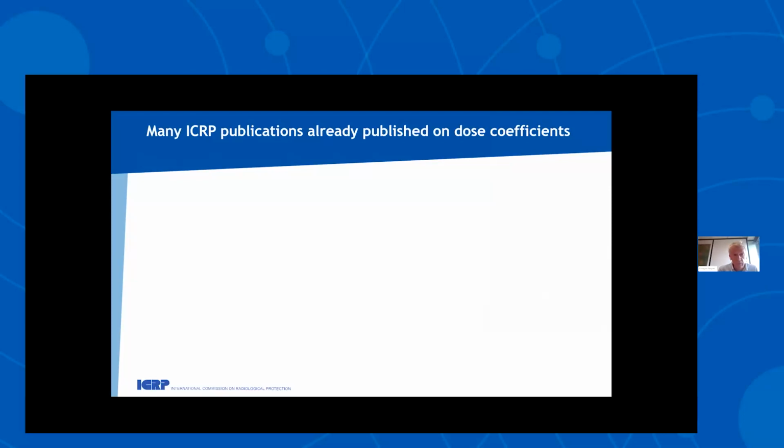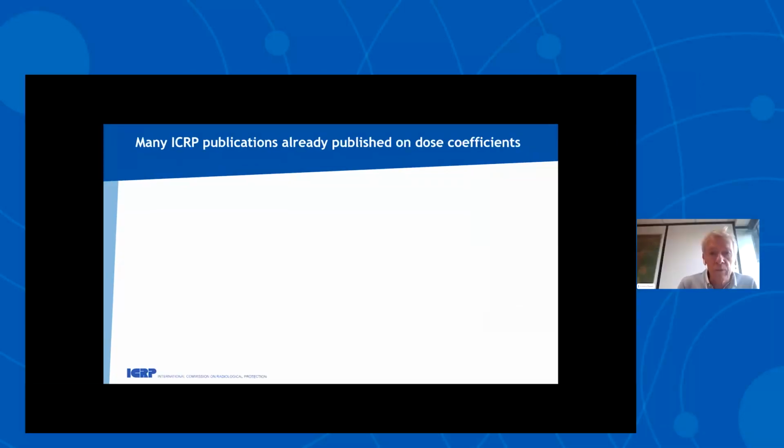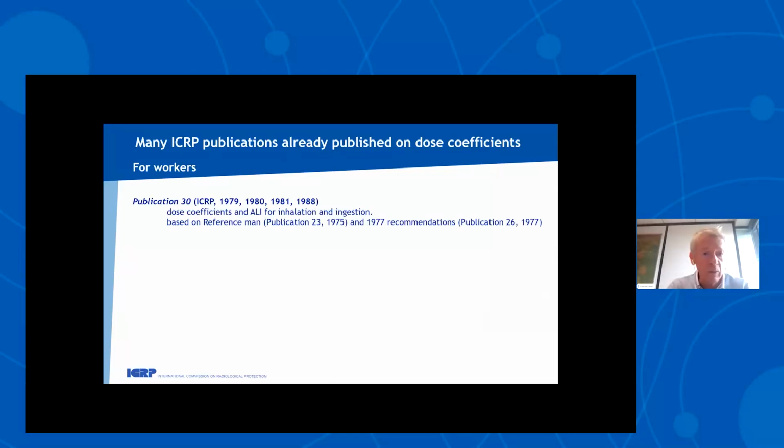You all know that ICRP has already provided many publications about the dose coefficient. We had dose coefficients provided for workers, made by the Publication 30 series, which was provided since the 80s, since 1988. This Publication 30 series provides dose coefficients and annual limits of intake for inhalation and ingestion based on the previous reference man data and on previous ICRP recommendations.